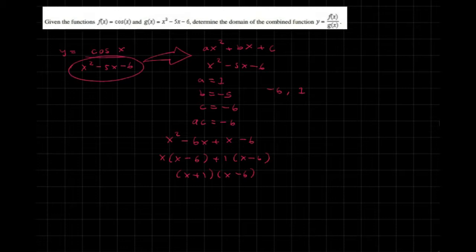Now I'm going to plug this back in. So y is equal to cosine x over x plus 1 times x minus 6. You can already tell that your domain here is x belongs to all real numbers, but x cannot equal negative 1 and 6. It's also important to understand that x should be in radians. Because x is in radians, you can have a value that is greater than 1 or less than negative 1. So this is your domain: x belongs to all real numbers, x cannot equal negative 1 or 6.